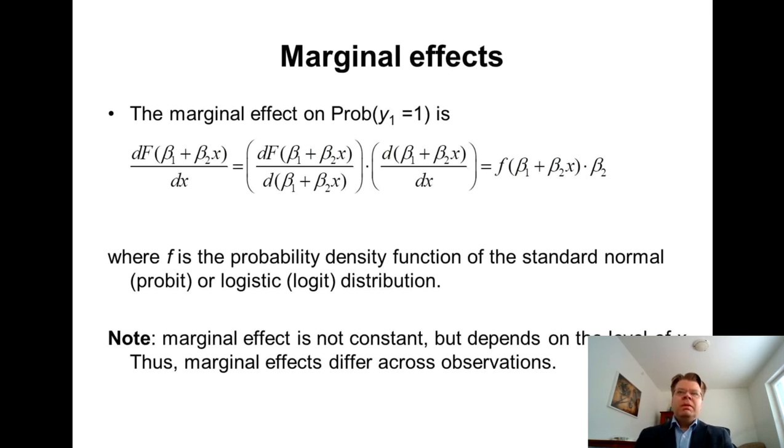So that's good to keep in mind, that this marginal effect is no longer constant in the Probit and logit models. The same applies also for the logistic distribution. So here this density function f could be the density function of the standard normal distribution in the case of Probit, or the density function of the logistic distribution in the case of logit.